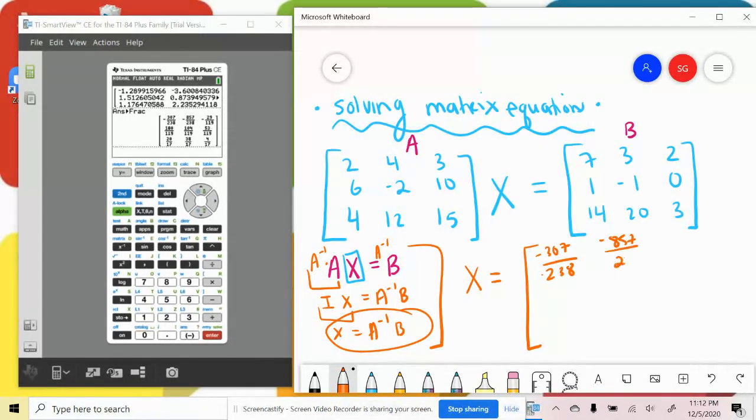-857 over 238, -29 over 119. 238 is probably the determinant, right? 180 over 119. 104 over 119.